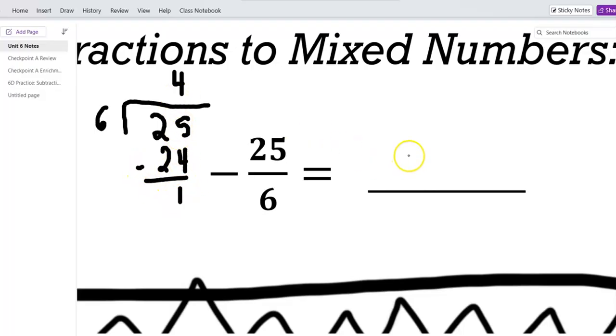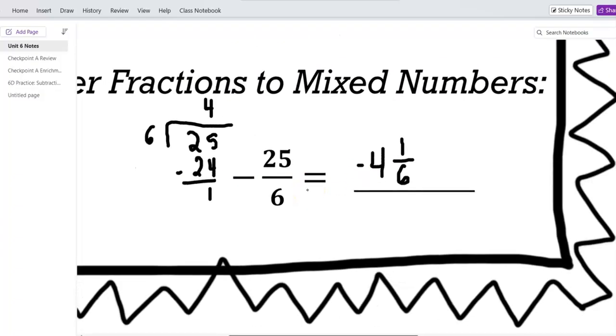And so again, we can create our mixed number. The whole number is going to be the 4. The denominator does not change. And whatever is left at the end of the problem is your numerator. And don't forget, it was negative, so it should still be negative.